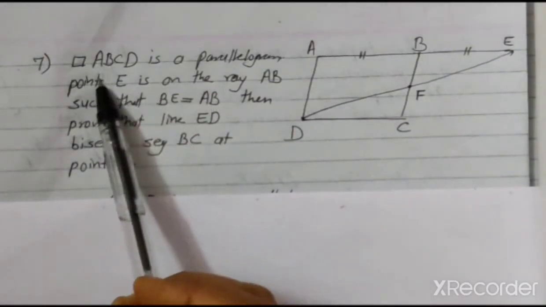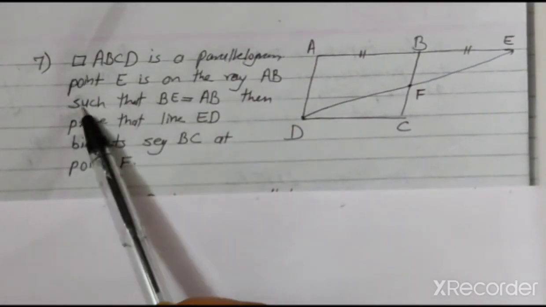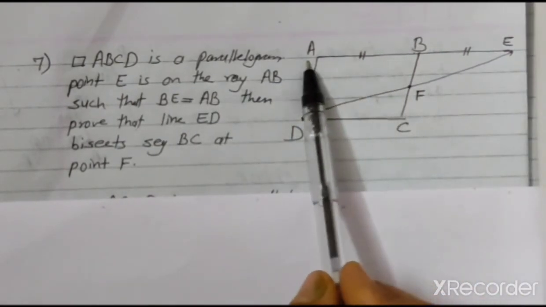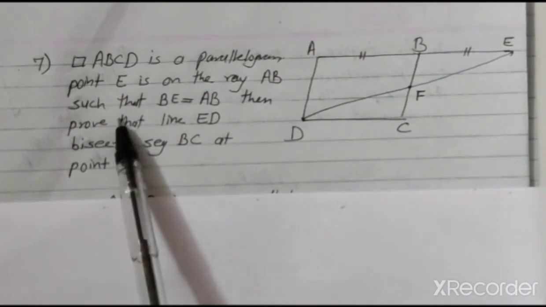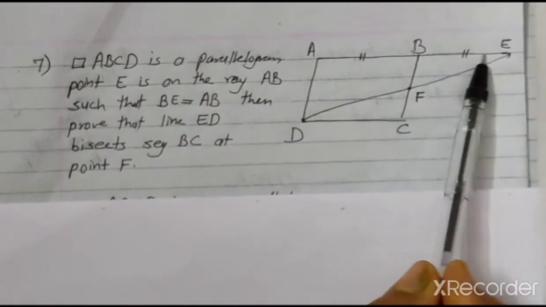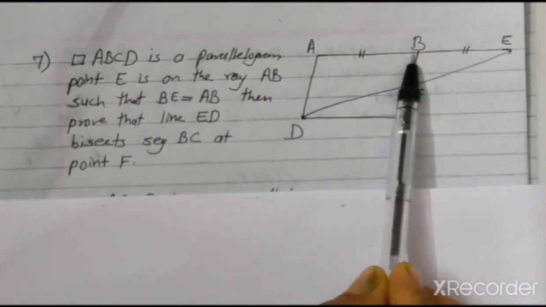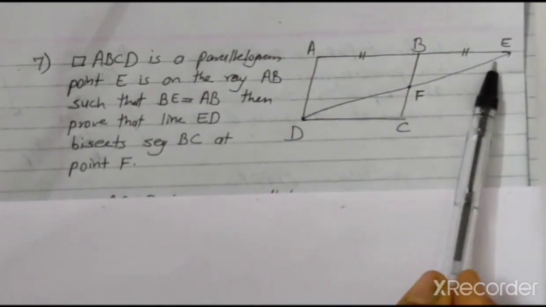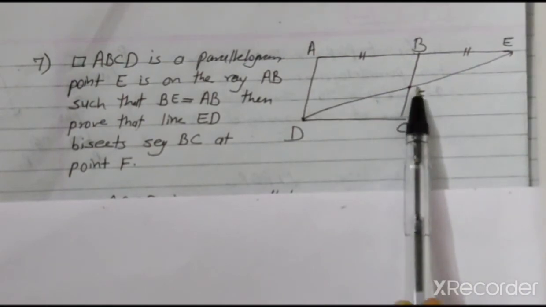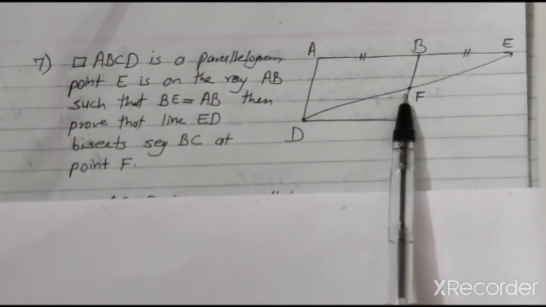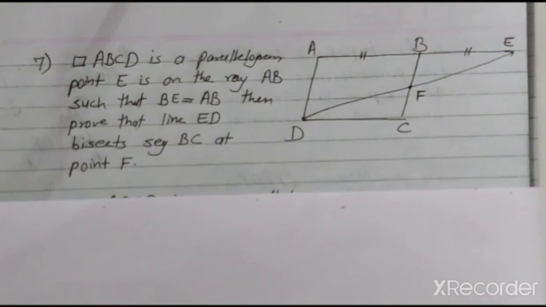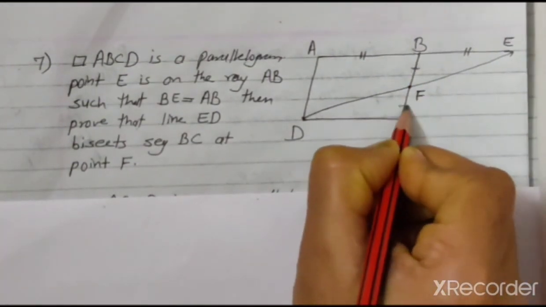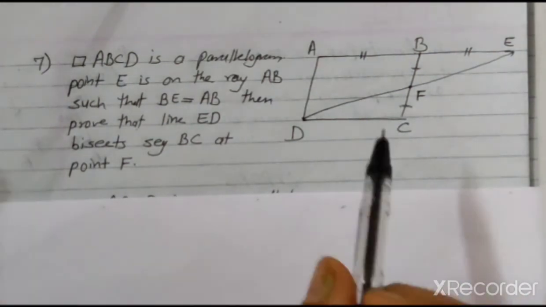In this figure ABCD is a parallelogram. Point E is on ray AB such that this BE is congruent with AB. Then here we have to prove that this line ED bisect this BC at point F. Means our target is, here we have to prove that this BF is congruent with FC.